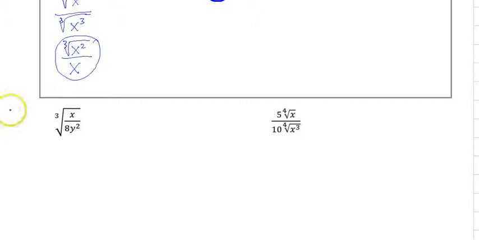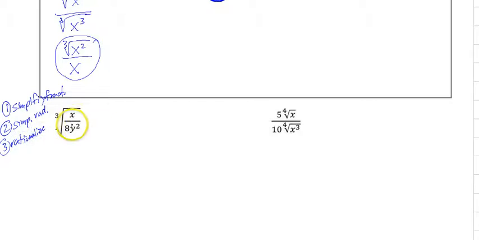So we have our checklist. Number 1, we need to simplify the fraction. Number 2, we need to simplify the radical. And then number 3, we have to rationalize. We always save that to the end.